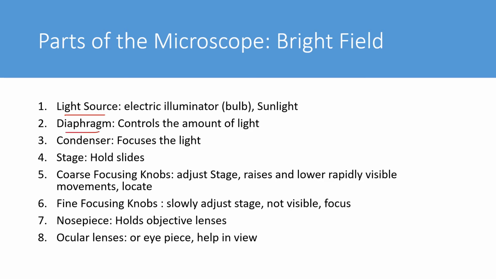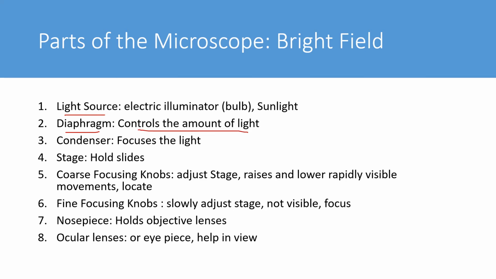The other one is the diaphragm, which helps in controlling the amount of light. It might be possible that the bulb has great intensity and we do not need that much intensity, so we can control the amount of light. Or maybe the sunlight is so bright today that we need little brightness. So with the help of the diaphragm, we can control the amount of light.